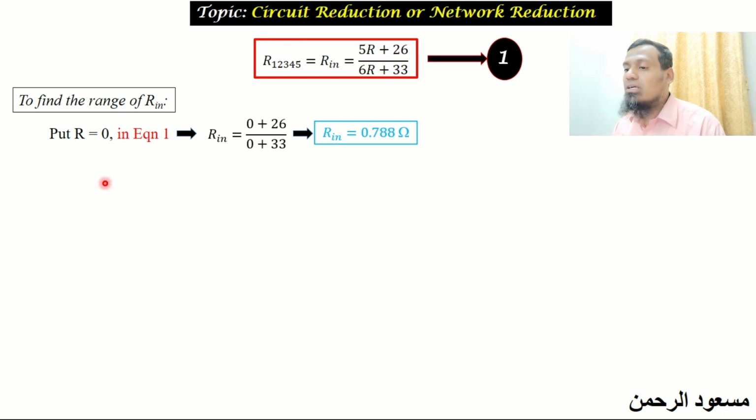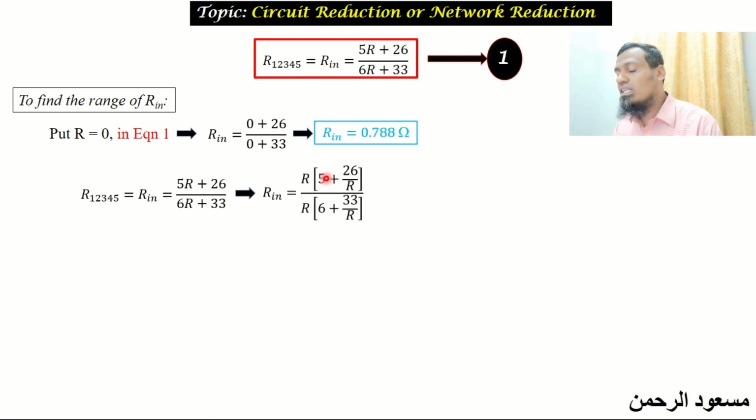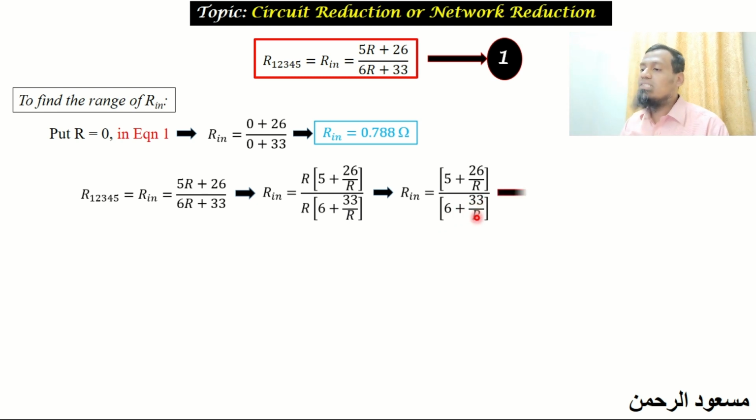For that, let us do some manipulation. So this is the Rin value which we found: 5R plus 26 divided by 6R plus 33. Let me take R common in the numerator, so it becomes 5 plus 26 divided by R. In the same way, in the denominator, I am going to take R commonly outside, so inside it will become 6 plus 33 divided by R. So the R and R will get cancelled out. The remaining term is 5 plus 26 divided by R, the whole divided by 6 plus 33 divided by R. Now let me call this equation 2.